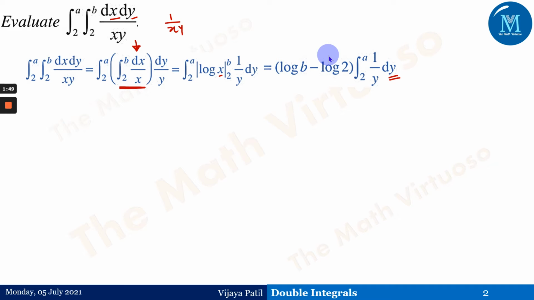Then what will happen with this constant? This constant will be log of b by 2, because of the property of logarithm: log of a minus log of b is equal to log of a by b. So we have used this property here.